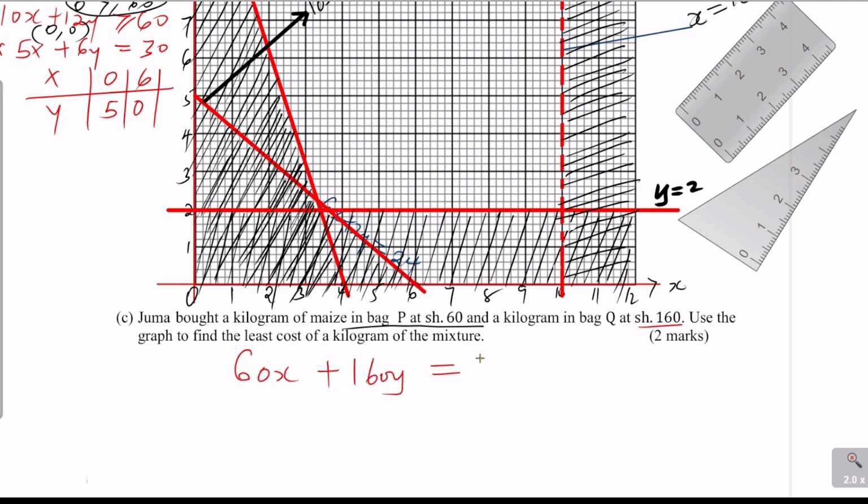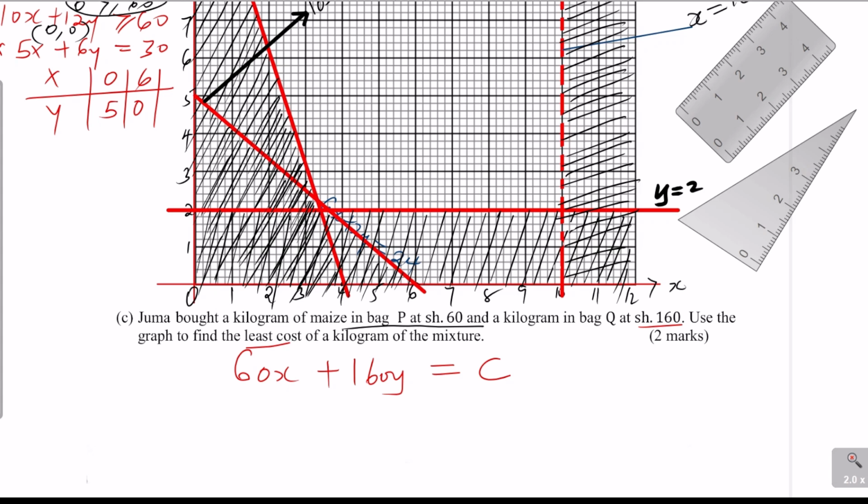So these will give us the objective function, which gives us the cost. This is the objective function that you need to use in order to find the least cost, or the minimum cost. We can use different methods. You can use the inspection method to find the least cost of a kilogram of the mixture. That is, in bag P, how many kgs, and then in bag Q.